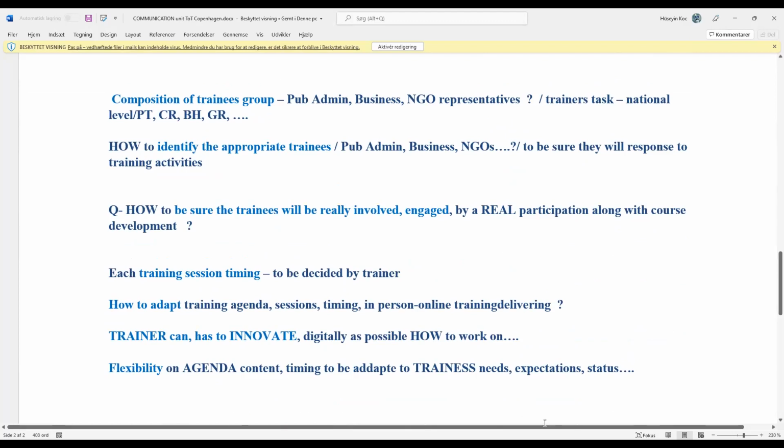Who are the trainees? In case the trainees from public administration, NGOs, business have the capacity to understand what you say, it's okay. If not, it will be difficult. At the same time, how to combine face-to-face with online? Because if it's more expressed by own learning, you can lose your trainees, you cannot control it.